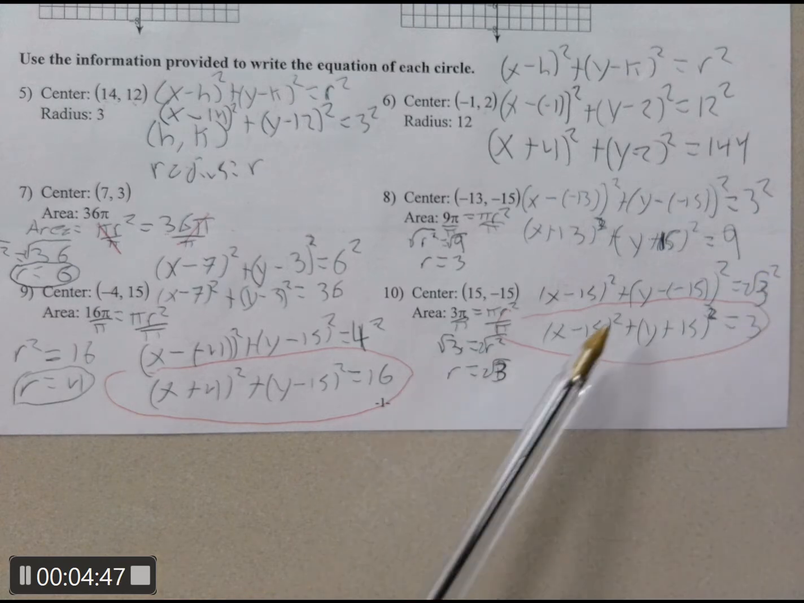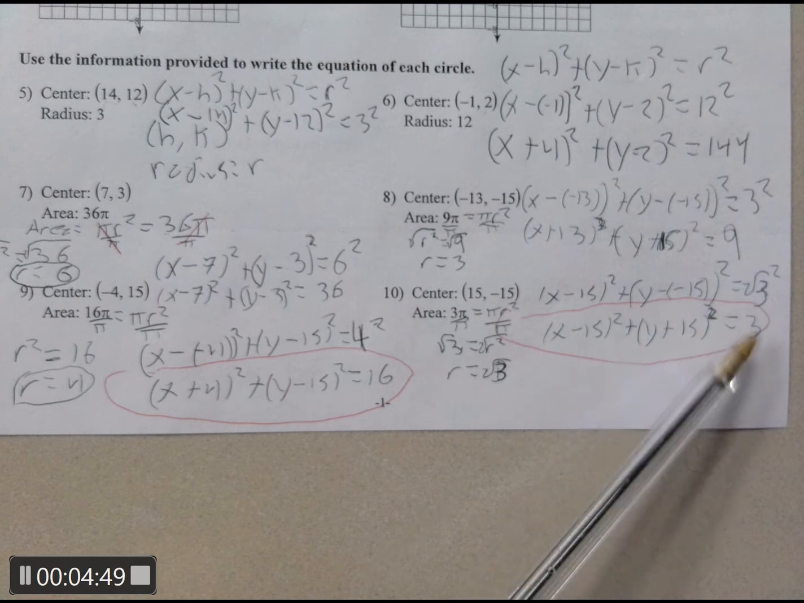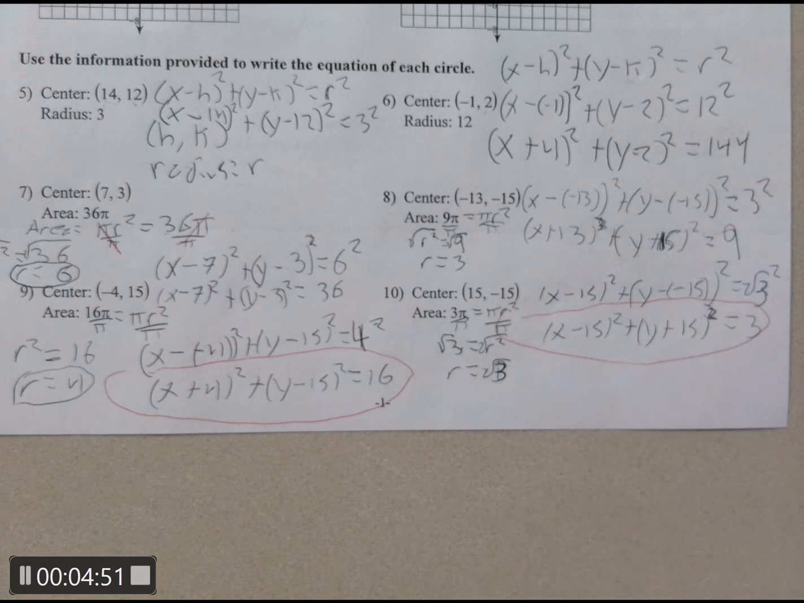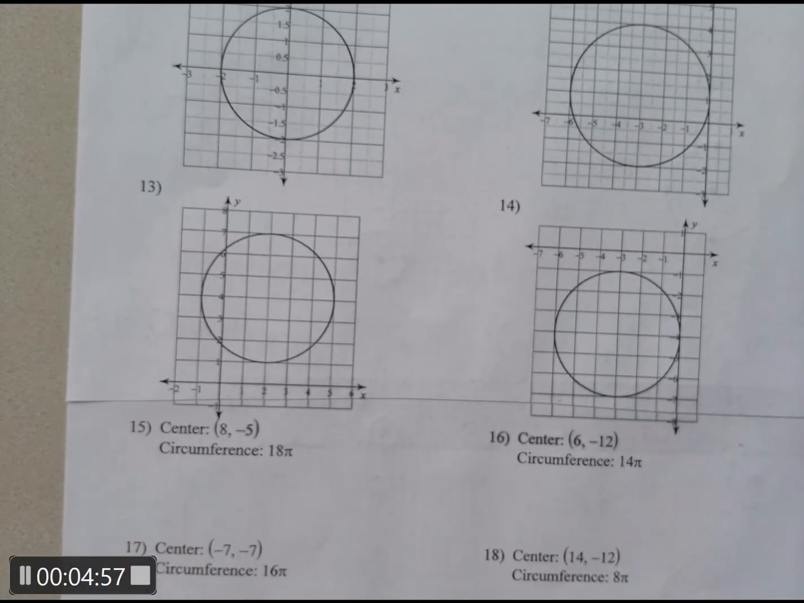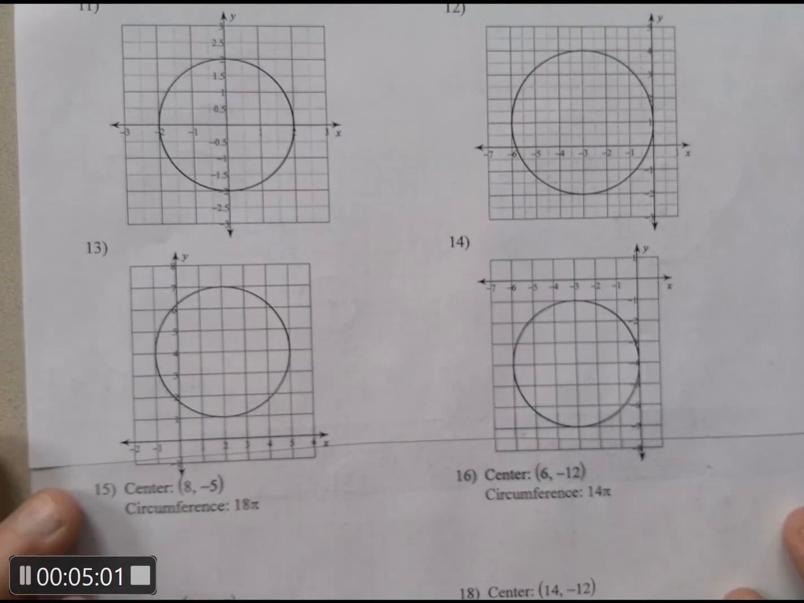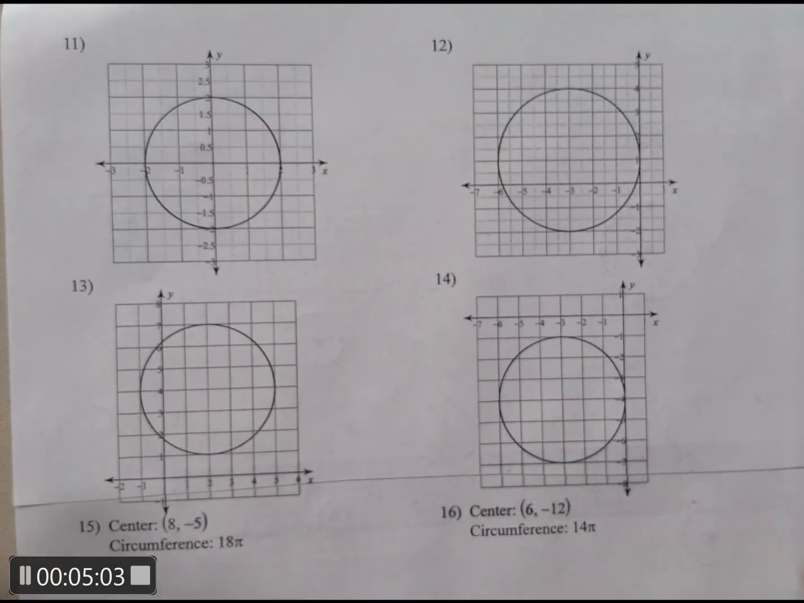And so it's (x minus 15) squared plus (y plus 15) squared equals 3. All right, moving on to the back. The back is doing the same thing, okay? Except all you have to do is go in and find the center and the radius on your own, okay?